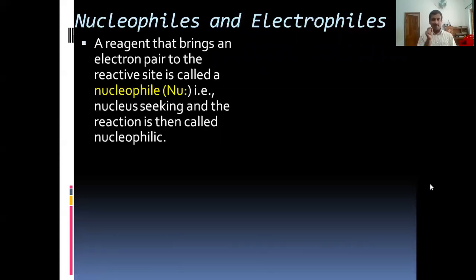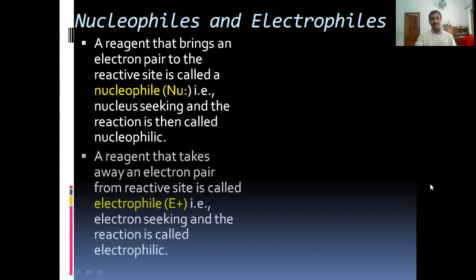A reagent that brings an electron pair to the reactive site is called a nucleophile, represented as Nu with a double dot. That represents an electron pair. That is nucleus seeking, and the reaction is then called a nucleophilic reaction. It may be nucleophilic substitution.